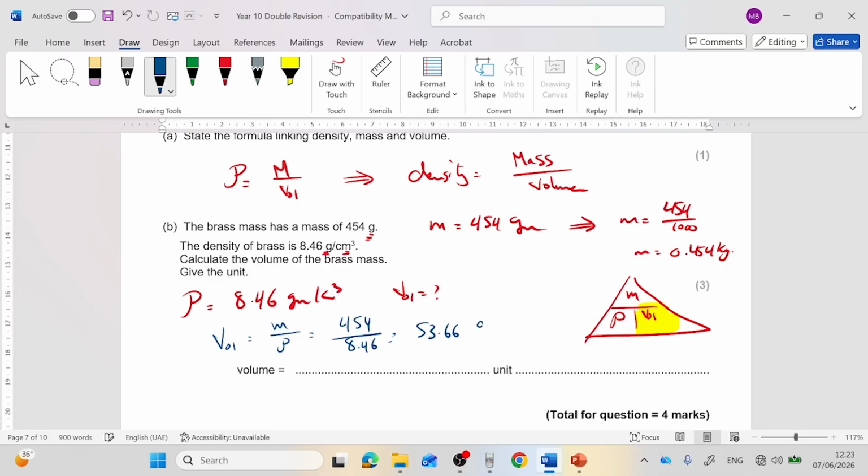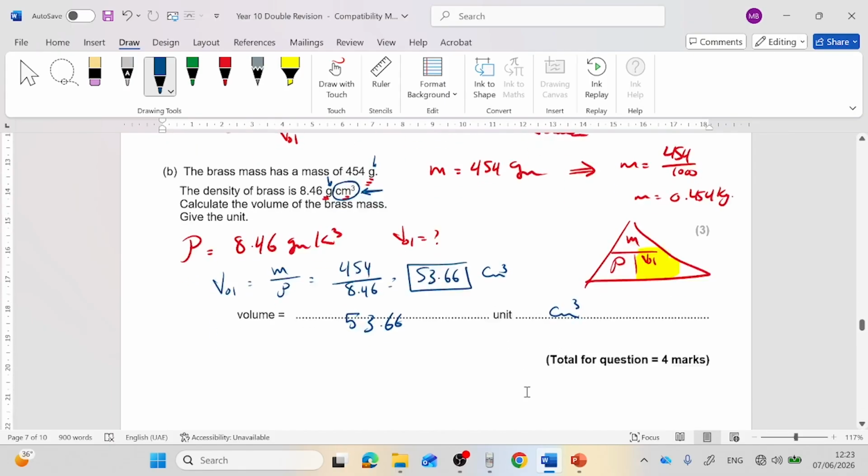53.66. And the unit is gram. No, this is volume. So the unit is cubic centimeter. Why is it cubic centimeter, not cubic meter? Because the unit of density is gram per cubic centimeter. So this means that the mass should be in gram, so the volume should be in cubic centimeter. So the answer is 53.66 and the unit is cubic centimeter because this is volume.